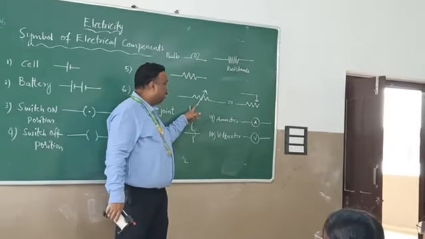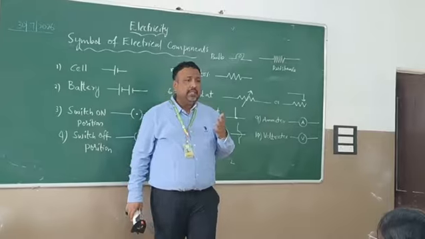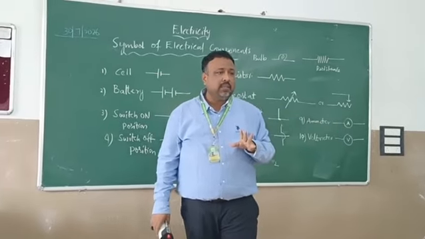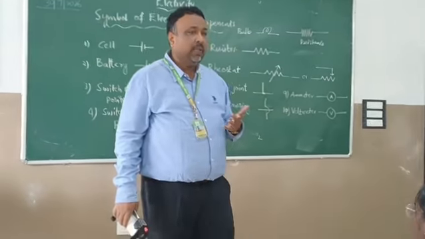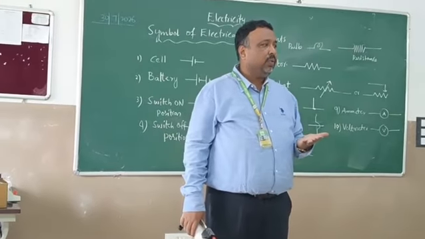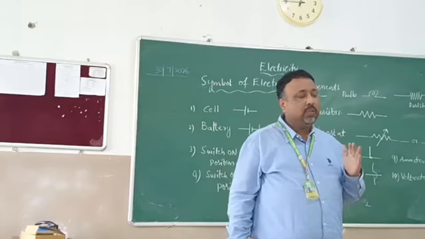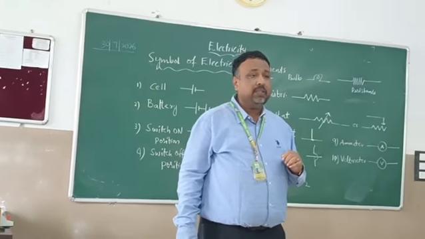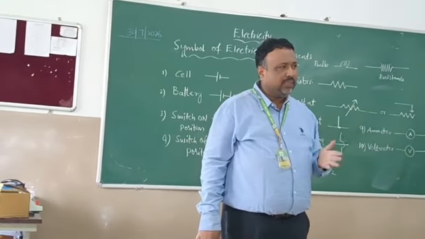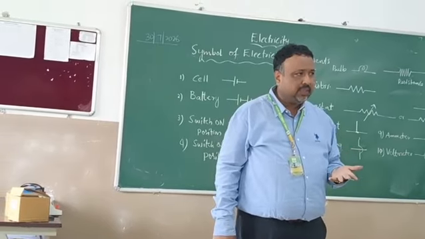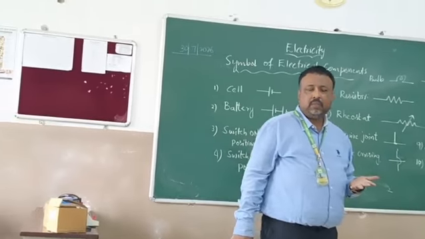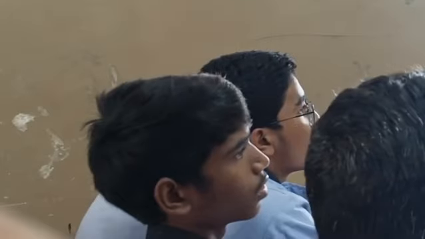And why is this arrow mark given? The arrow mark is given because it is not fixed, it is variable. What is this? Variable. Variable means which changes. So the rheostat is also called a variable resistance. Is rheostat a fixed resistance or variable? Variable. What is variable? Which we can change.